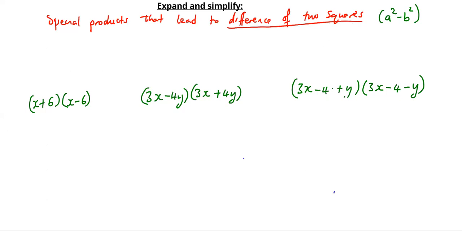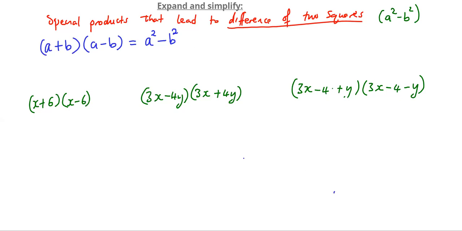In this case, if we have terms that are the same terms that are adding, and also the same terms that are subtracting, when we have those two binomials multiplying together, our answer should be equal to a squared minus b squared. This is what we call difference of two squares. So if ever you see the brackets, the terms are adding and also subtracting, you know that that's difference of two squares, okay?